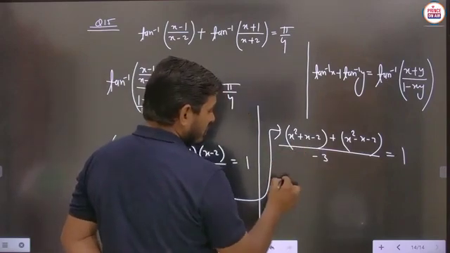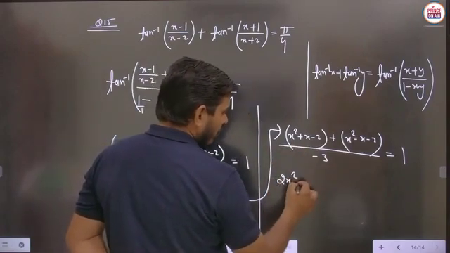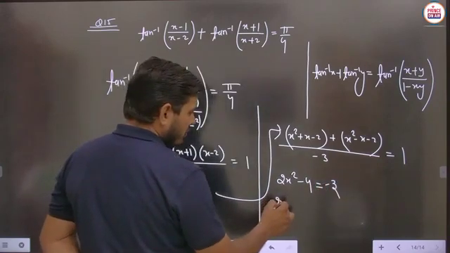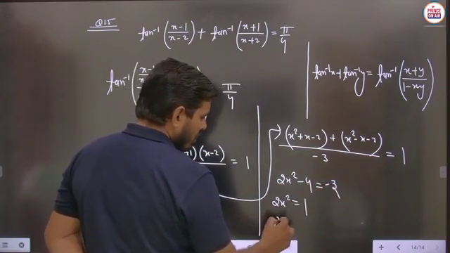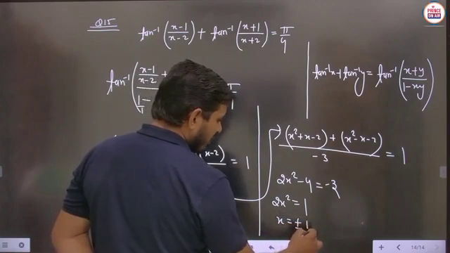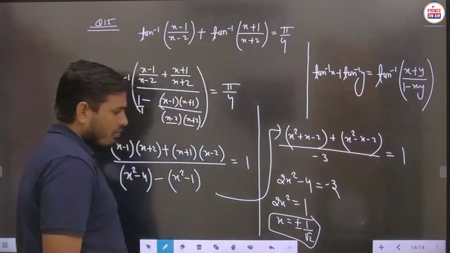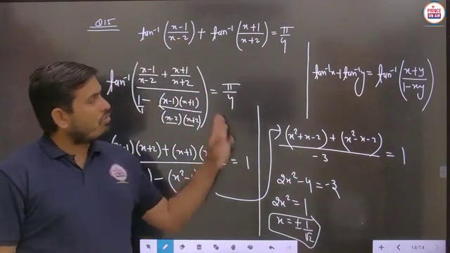x square plus x square will become 2x square, minus 4 will become minus 3. So 2x square will be taken as 1, then x will be taken as plus or minus 1 by root 2. Is it clear? So this is the value of x, you can say here in the solution of this given expression.